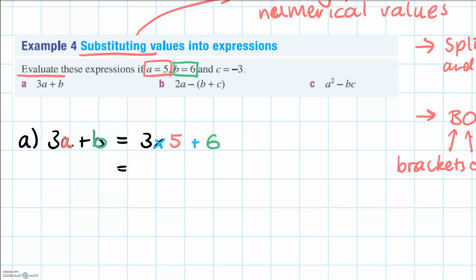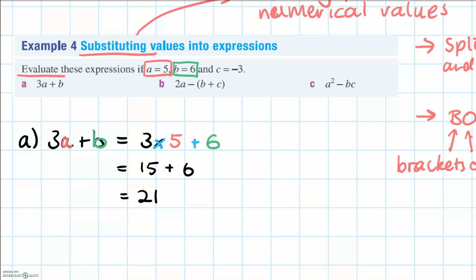So here, I'm going to do the multiplication. 3 times 5 gives me 15. Then I'm going to add 6. Okay, now that I've done that, I'm going to evaluate. I've got 21. 15 plus 6 gives me 21. So here, this was the first substitution that we did.